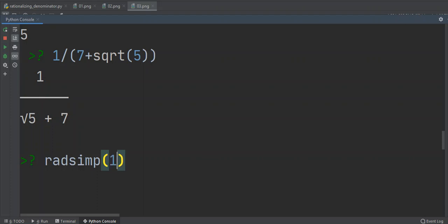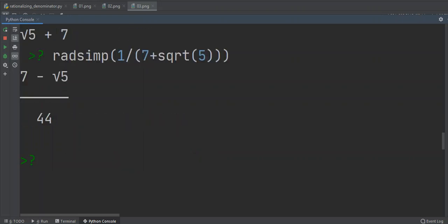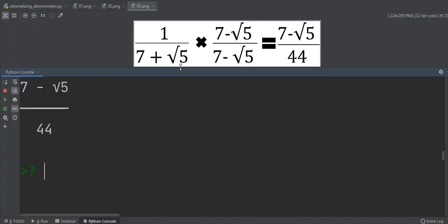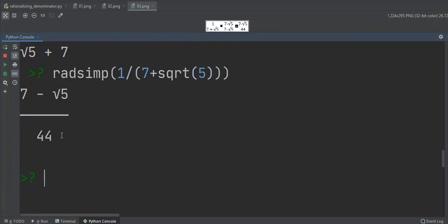So inside these parentheses, let's do the same exact thing we did up there, 1 over 7 plus the square root of 5. And hit enter. Now it's 7 minus radical 5 over 44. Survey says that is exactly what we expected to see when we did this same thing by hand, okay? So that's really nice, and it rationalized the denominator for us. No tedious math by hand required.